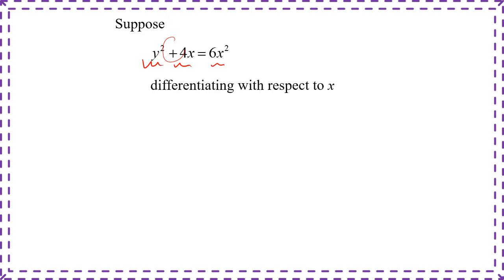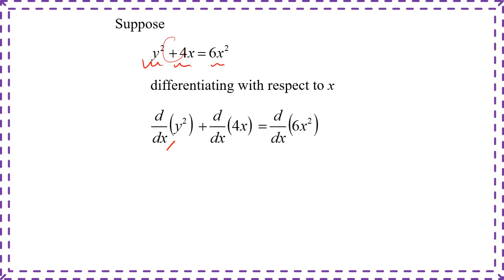So let's see the earlier equation. Suppose that y squared plus 4x equal to 6x squared. We need to differentiate each of these terms with respect to x. This is only addition, so we can apply the sum rule. Now, differentiating each term with respect to x means we are differentiating y squared with respect to x, plus differentiating 4x with respect to x, equal to differentiating 6x squared with respect to x.